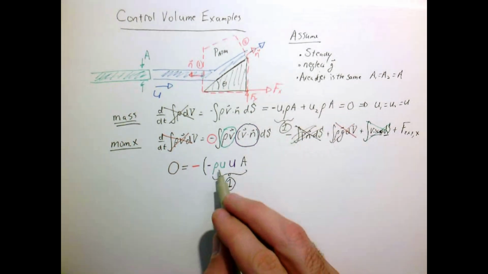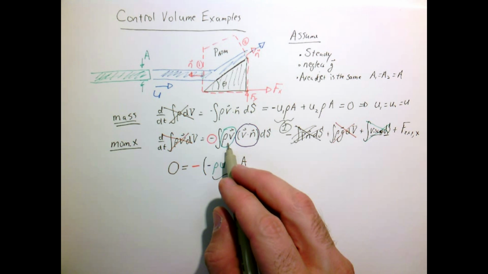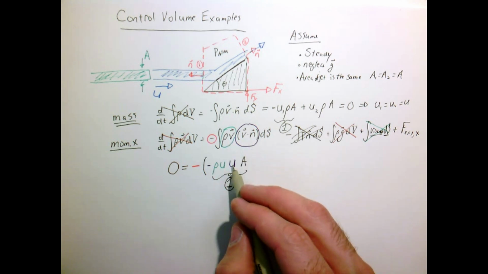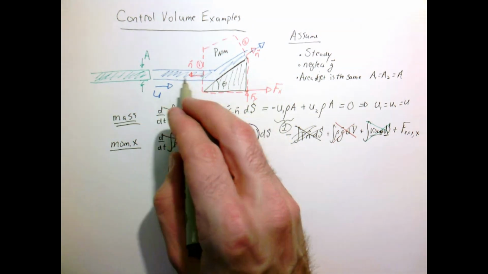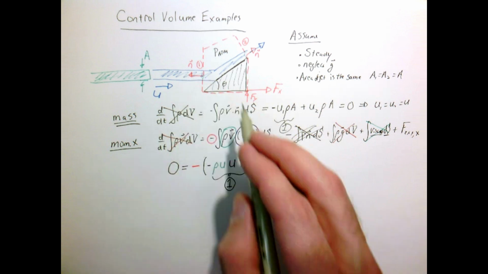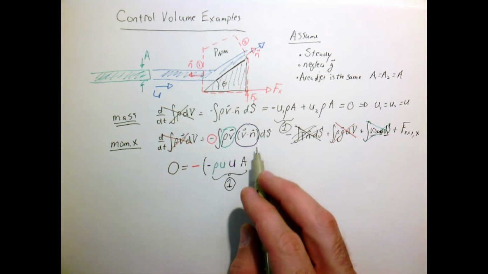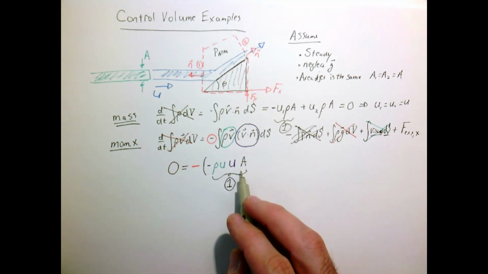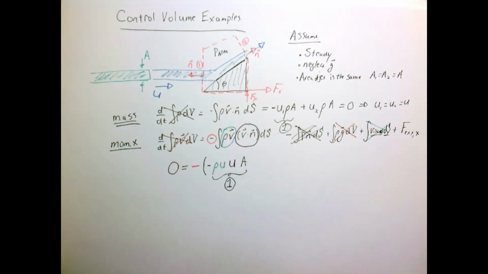So on surface 1, rho u is the momentum coming in. V dot n is just u with a negative sign because the normal vector points out, the velocity's in, so that's negative. And then I have ds, we're just assuming it's constant over the area of the jet, so it's just multiplied by A.